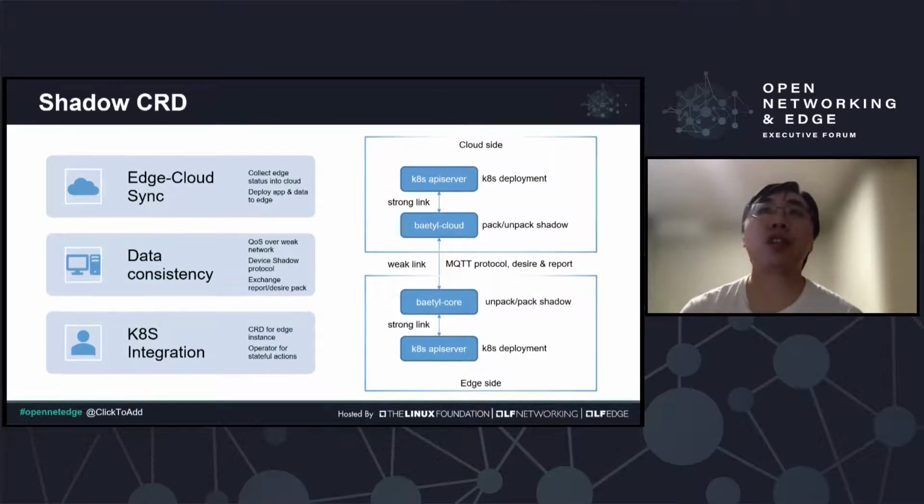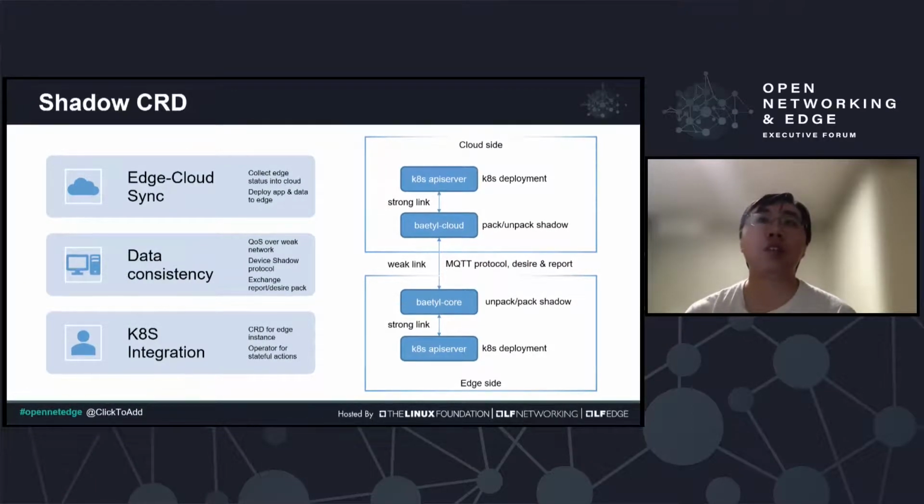This is the shadow CRD technology proposed by Beetle. In this technology, we combine the user-defined resource of Kubernetes with the digital twin of IoT together. The former one, the CRD, guarantees the integration with the Kubernetes environment. So all your operations will go the Kubernetes way, and the latter one will get the exactly once QoS requirement through the MQTT protocol and the desire and report semantics. So let me show how this works.